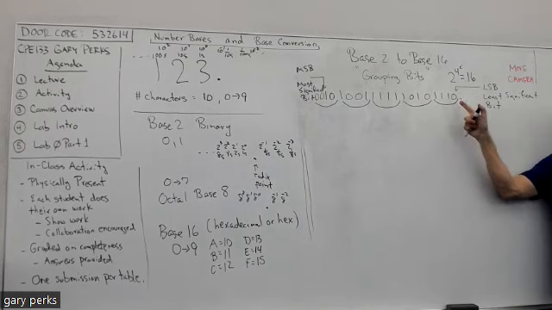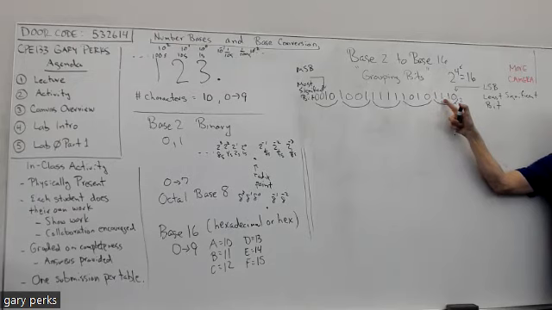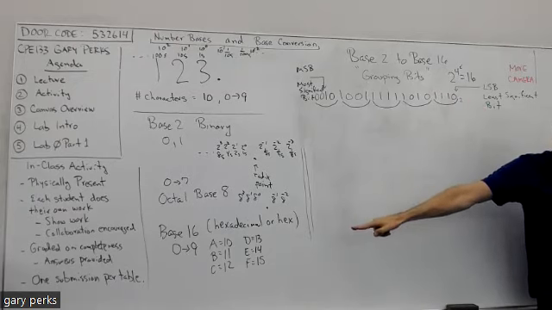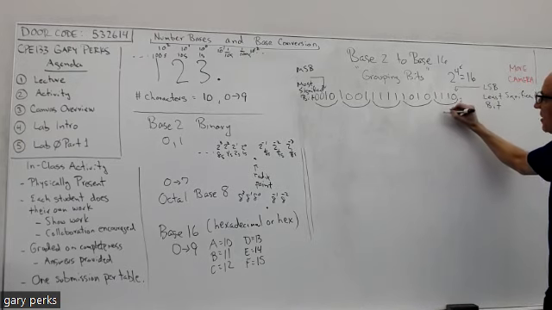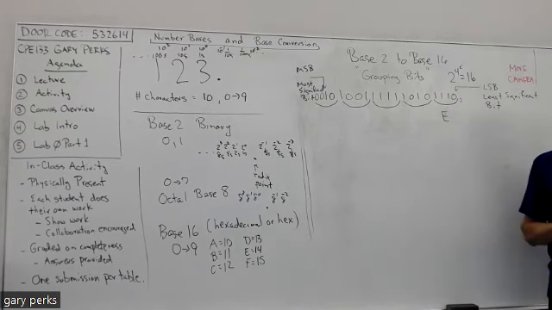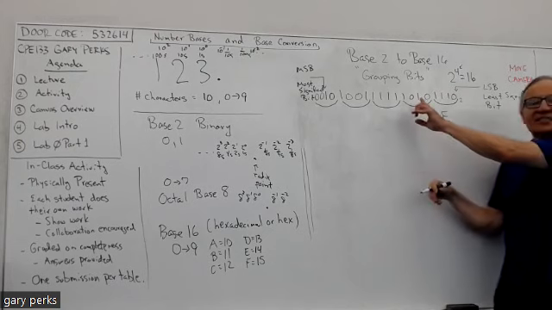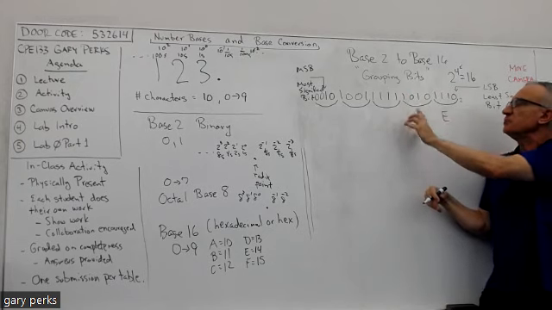E, right? Because 1, 1, 1, 0, that's 14 in base 10. I have an 8, I have a 4, I have a 2, I don't have a 1. And then 14 in hex is E. So you see 1, 1, 1, 0, that's E. Okay, and now I do the same thing for all these 4-bit groupings.